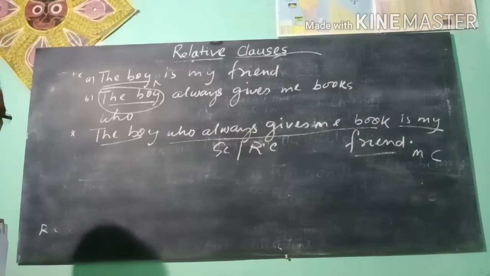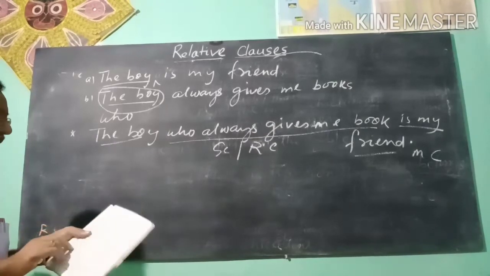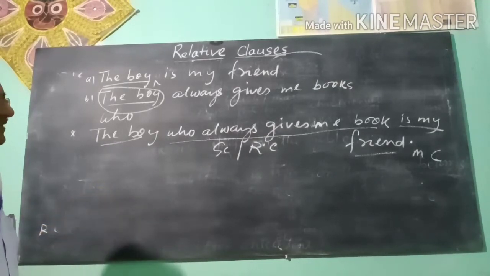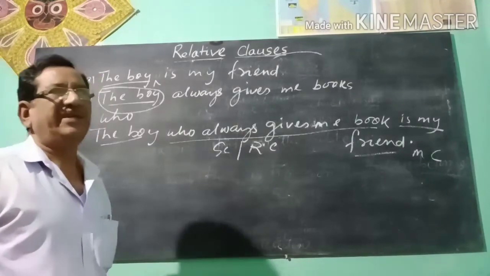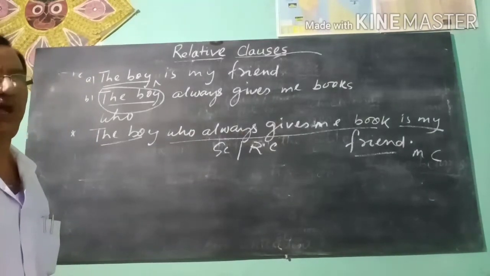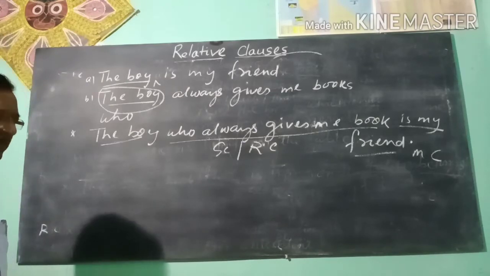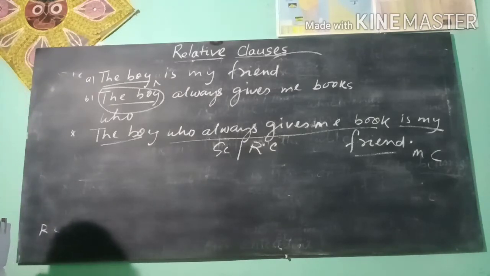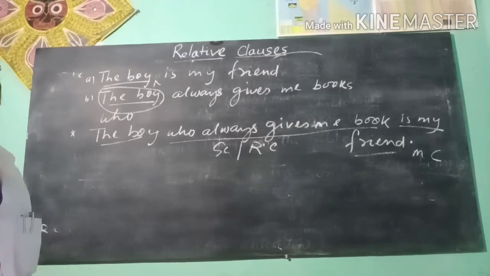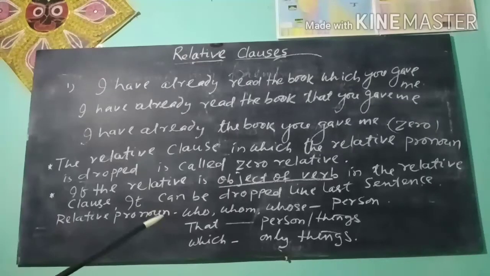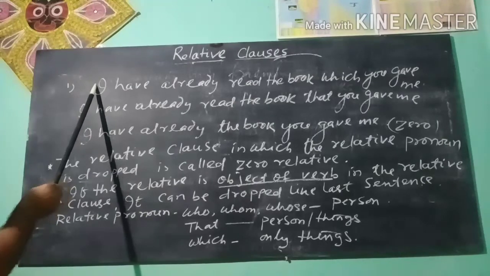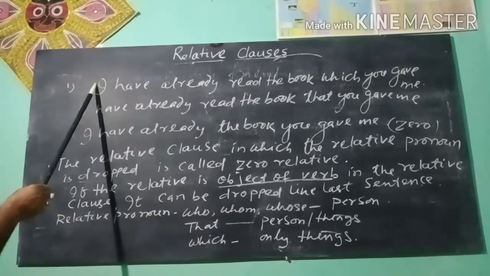Then we see in which sentence the relative pronoun is dropped. When the relative pronoun is dropped, we call it zero relatives. So, you know what zero relatives are. You see 3 sentences on the blackboard.